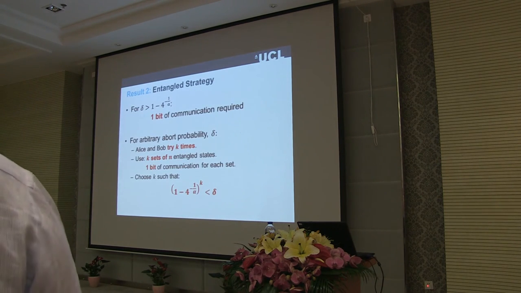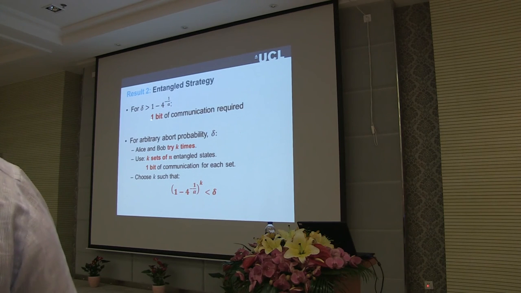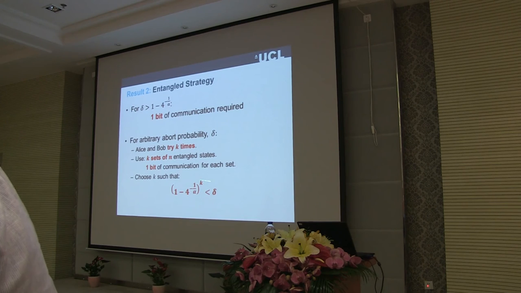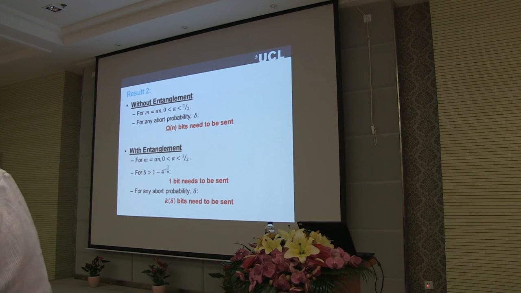In getting this probability, we require one bit of communication. So this is the abort probability if you do it once. Now repeat it k times, you get this to the k. You just want to ensure this to the k is less than delta. So this gives you some constant, essentially, if delta is some constant. So constant communication for constant delta.